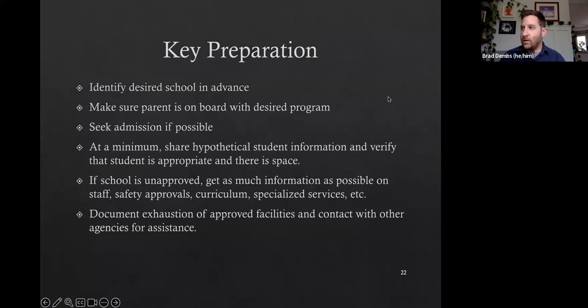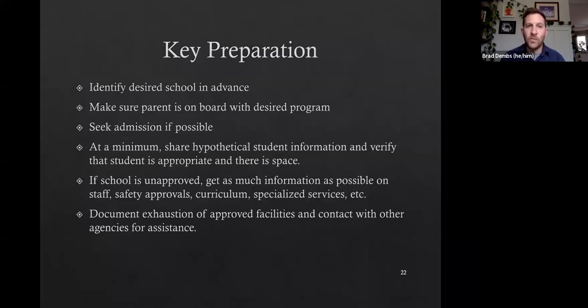It's key in preparation for an IEP meeting, if you believe that an alternative placement is necessary, to identify that school in advance, make sure that the parents are on board with that program, and seek admission ahead of time if possible, so you can make the best case to the school district by saying, "Hey, we've got an admission. We know that the school will accept the child, and we want you to agree to that placement."